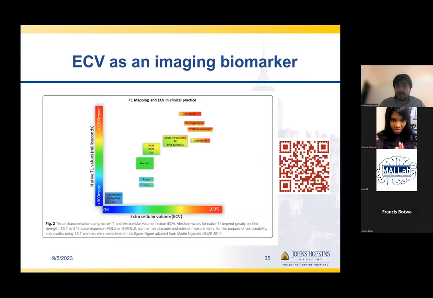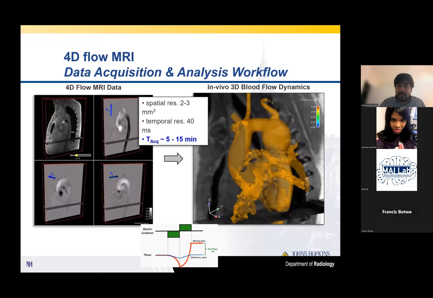This is a good graphic to conceptually remember which imaging pathologies are going to have what kind of native T1 and ECV. It's really nice. It visually gives you which cardiac conditions are going to have what kind of T1 and ECV values.